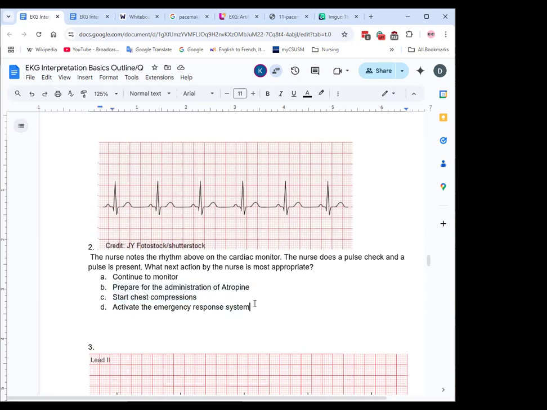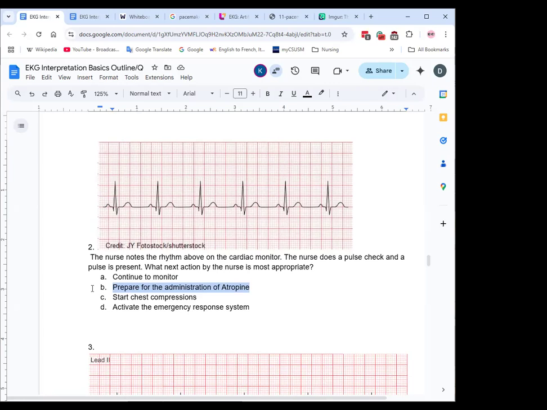When would B be appropriate? When would atropine be appropriate? What kind of rhythm would atropine be expected to be given with? Yeah, with a brady. Specifically, usually with symptomatic bradycardia. Keep in mind that some people just have sinus brady with no symptoms, and that's just their normal.